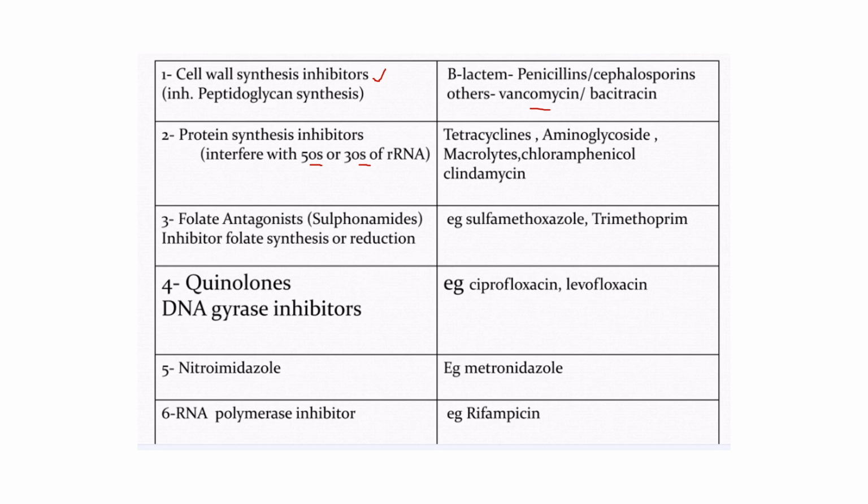chloramphenicol, and clindamycin. Folate antagonists are the drugs that inhibit folate synthesis, mainly sulfamethoxazole, trimethoprim. Then quinolones. They are DNA gyrase inhibitors like Ziplox, levofloxacin. Nitroimidazole, it's metronidazole. RNA polymerase inhibitor is rifampicin. Mainly cell wall synthesis inhibitors, you have to know protein synthesis inhibitors, then you have folate antagonists, you have your quinolones, which are DNA gyrase inhibitors, and the RNA polymerase inhibitor, which is your rifampicin.